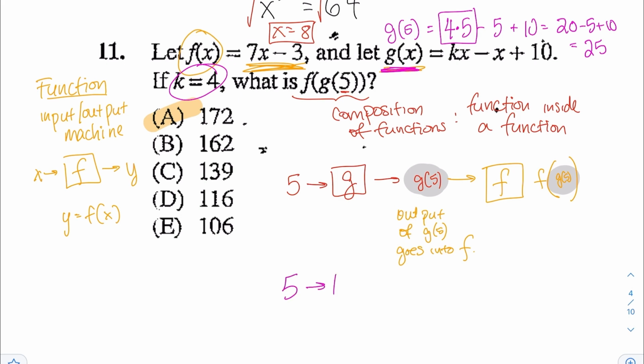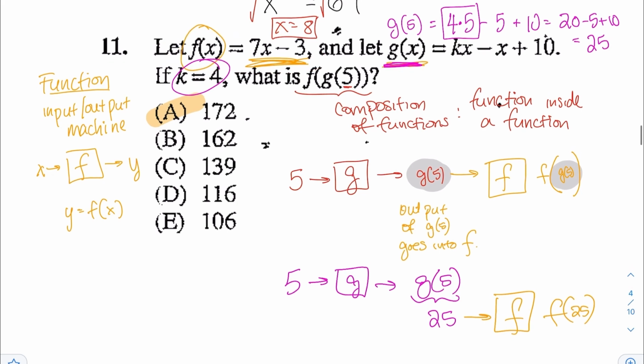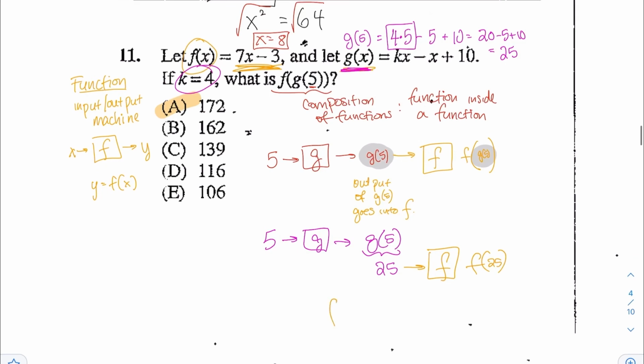You put 5 inside the function g, you get g of 5. That's equal to 25. But now this 25, you'll put into the function f. You get f of 25. You want to now figure out what that is. Function f is over here. So f of x is equal to 7x minus 3. So everywhere you see x, you'll replace it with the 25.